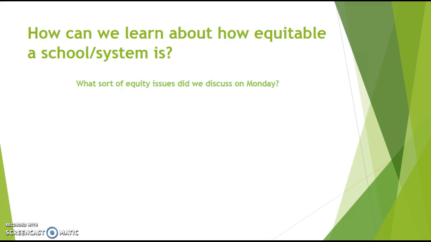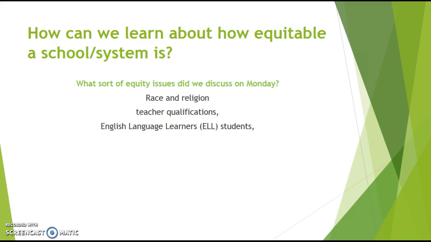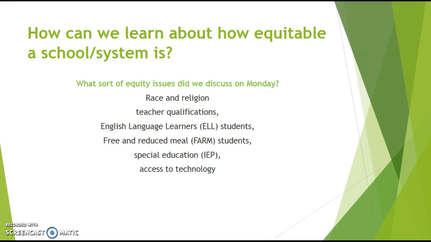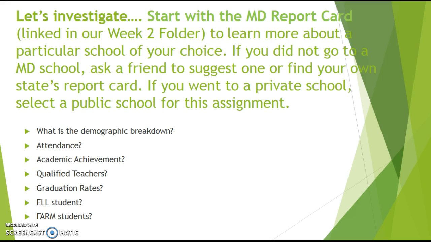So the question is, how can we learn about how equitable a school system is? And again, if you can recall back to Monday, some of the equity issues that we discussed included race and religion, teacher qualifications, English language learners, free and reduced meals, the kinds of resources that we provide special education students, and of course access to technology. So some of these pieces of information will be available for you to look at online. Some won't, some might be more difficult to find than others, but we're going to focus on a few and see what you can find out.